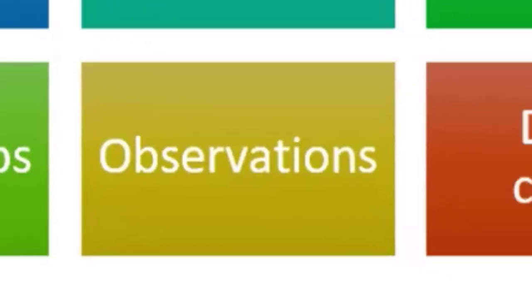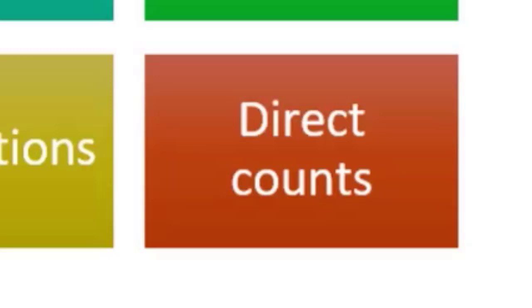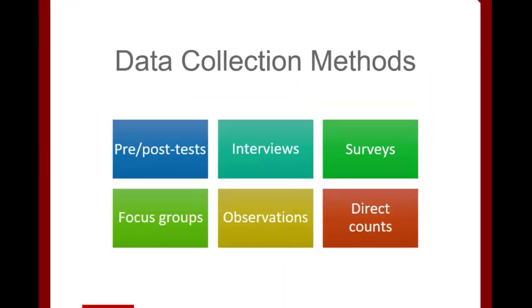Making observations. These are very, very important. Sometimes that's termed being a fly on the wall, right? So you're out there in the community that you're serving, just observing how people are doing. Or if it's a training, you have someone sit in on the training to give you feedback. And then direct counts. What are the participation levels, right? Is it aligned with the goals and objectives that you set out for the proposed project? These are different forms of data collection methods.